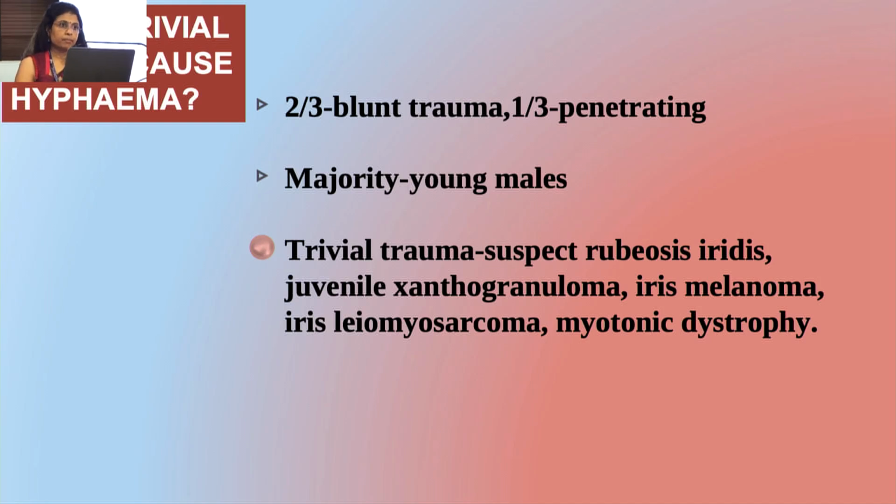But if you see hyphema with no history or only a very trivial history of trauma, always suspect rubeosis. The patient may be having rubeosis, for whatever reason. So you should keep all the causes of rubeosis in mind while you examine the patient over days. Also, some rare causes like juvenile xanthogranulomas, especially in children, and iris tumors can be suspected.